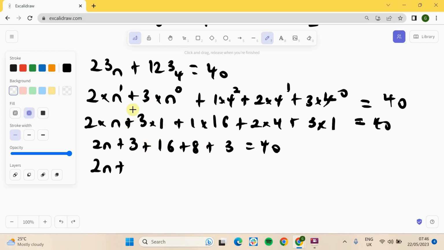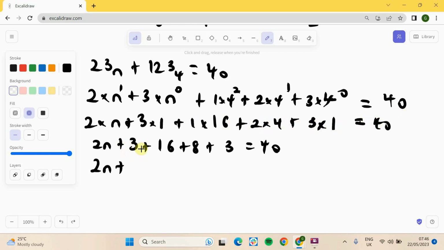Let's see. Let's backtrack just to be sure that we didn't make any mistakes. So these are 2 times n raised to the power 1 plus 3 times n raised to the power 0 plus 1 times 4 raised to the power 2 plus 2 times 4 raised to the power 1 plus 3 times 4 raised to the power 0. So this is 3 times 1, 2 times 4, 1 times 16, 3 times 1, 2 times n. So this is 2n, this is 3, this is 16, this is 8, this is 3, is equal to 40.